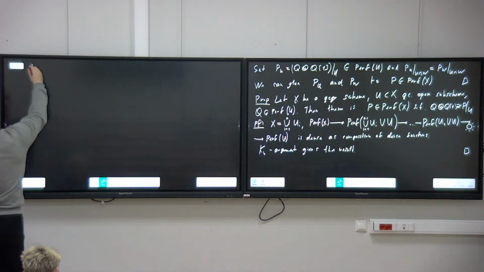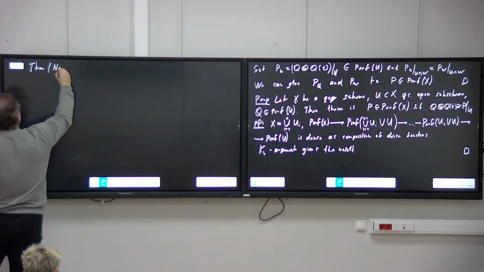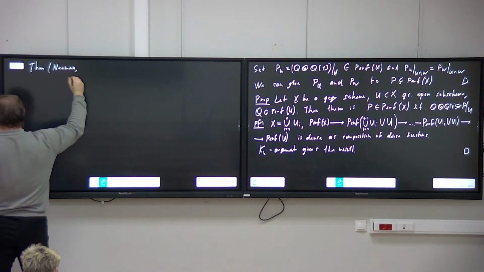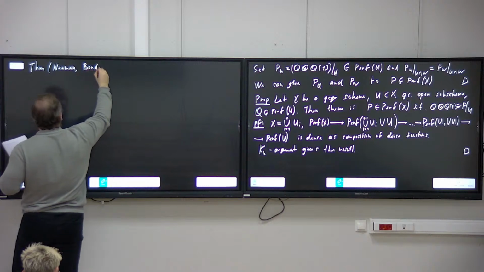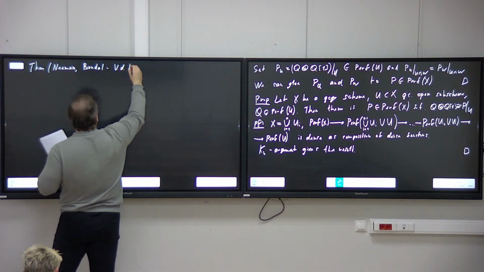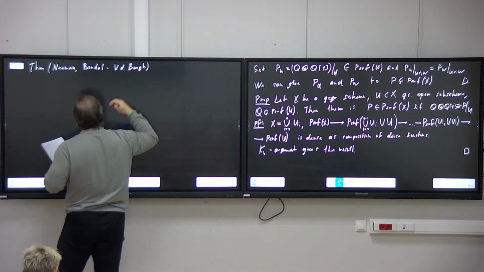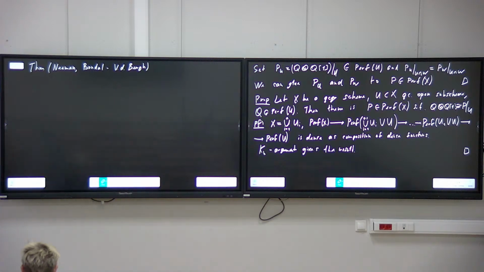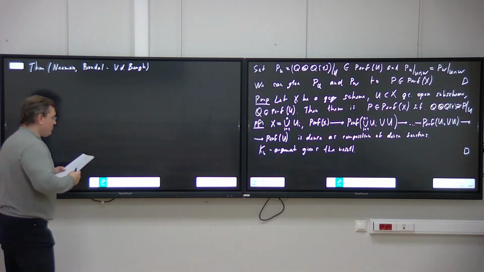So, theorem. This is a theorem of Neeman, Lunts, Vandenbergh. Just two words about the history. Neeman first proved that if you take a quasi-compact, quasi-separated scheme, then the derived category is compactly generated. This was in 1996, and 6 years later, Bondal and Van den Bergh improved this theorem and proved the following.